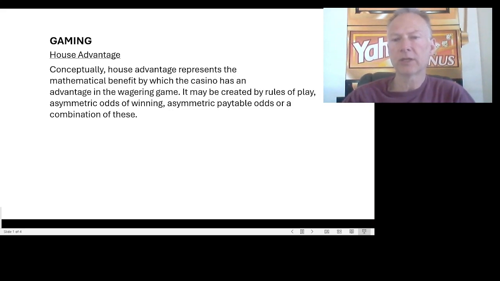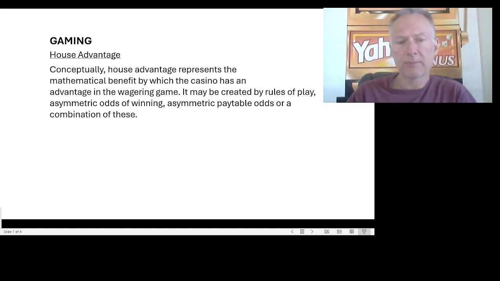But my chance of winning on the red bet is 18 out of 38, so a little bit less than half. And therefore, the house's chance of winning on the red bet is 20 out of 38, which is more than a half. So that's the house advantage. That would be an example of asymmetric odds of winning.